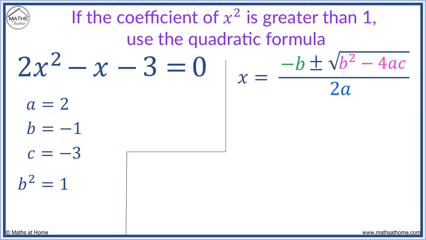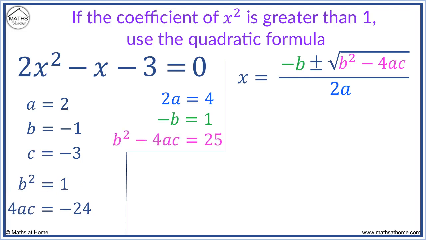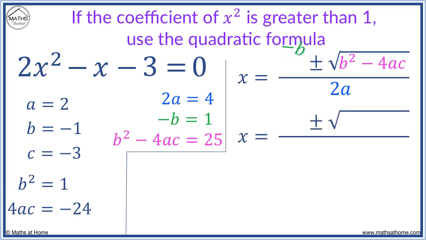4ac equals 4 times 2 times -3, which equals -24. If a equals 2, 2a equals 4. If b equals -1, minus b equals +1. The sign changes. b squared minus 4ac is 1 minus -24. This is 1 plus 24, which equals 25. Minus b equals 1. b squared minus 4ac equals 25.